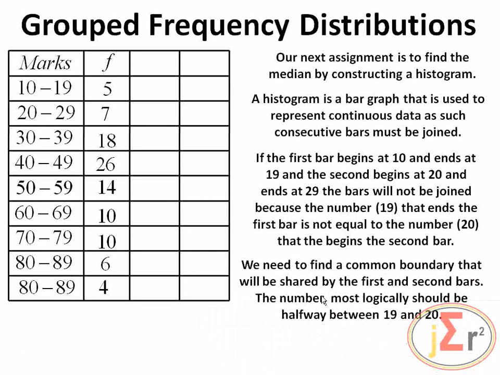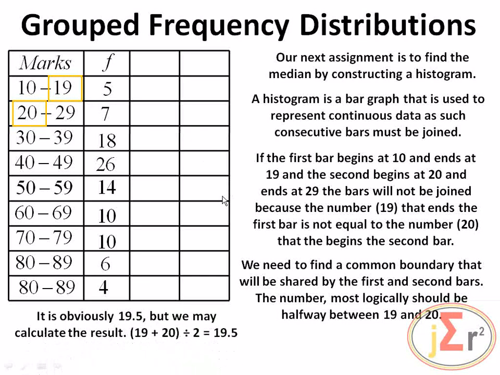We need to find a common boundary that will be shared by the first and second bars. The number most logically should be halfway between 19 and 20. So this is the end of the first, 19, and the beginning of 20. I think they should join hands halfway. It is obviously 19.5. So if we're going to go halfway between 19 and 20, we know that is 19.5. But we may calculate the result by doing what? Adding the upper limit of the first class to the lower limit of the second class and dividing the result by 2. And we get 19.5.